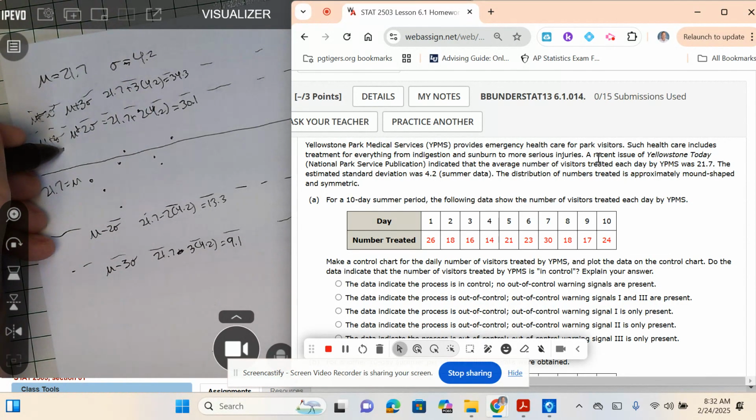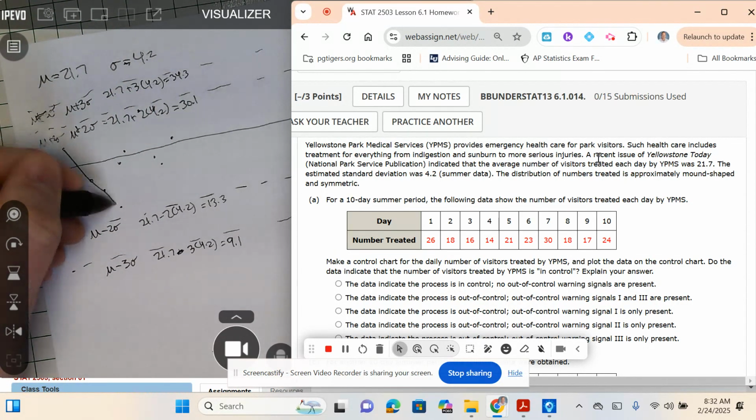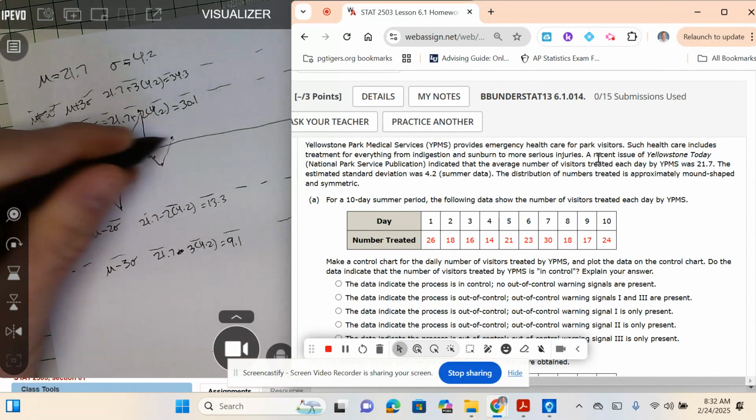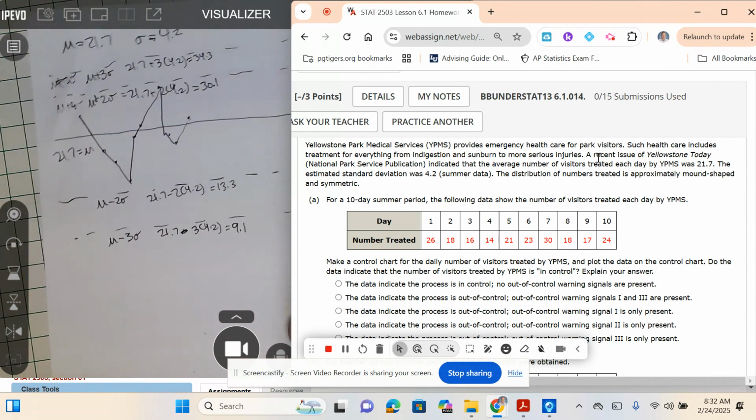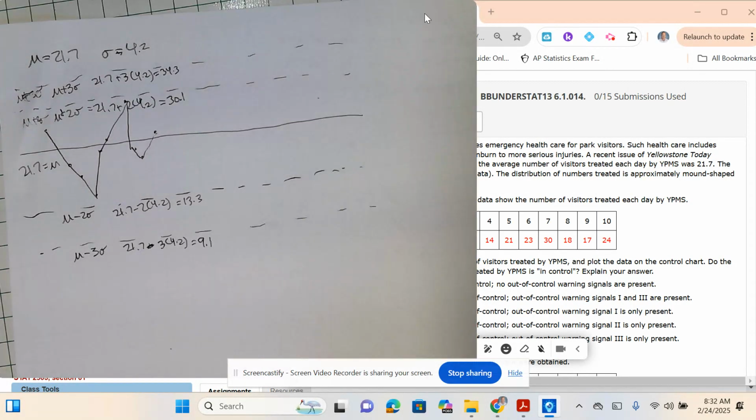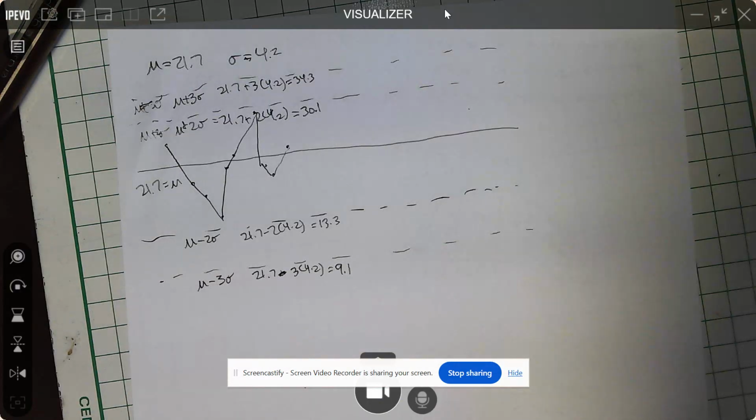So I'll connect those. I'm doing this quick and not taking up too much room because I want to put the next problem on there. Okay, so there's my control chart. We now have to go through the 3 out of control signals to see if it's in control or not. So we're going to go over that real quick.